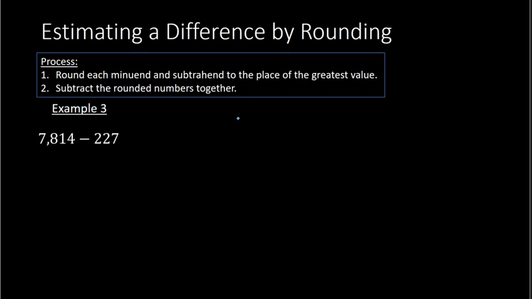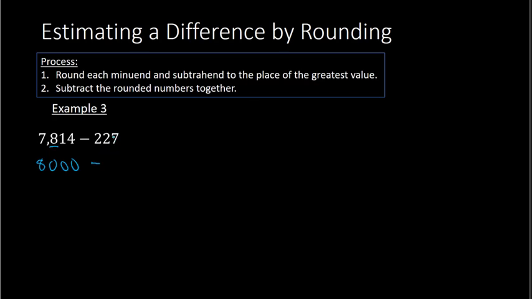So for example, if we had 7,814 minus 227. If you want to estimate by rounding, we're going to round the first number, so the minuend, and round it to the greatest place value. So we're going to round this to the thousands place. So we're going to round by looking at the number before it. So look at the 8. The 8 is 5 or bigger, which means I'm going to round the 7 in the thousands place up to an 8. So this would be 8,000.